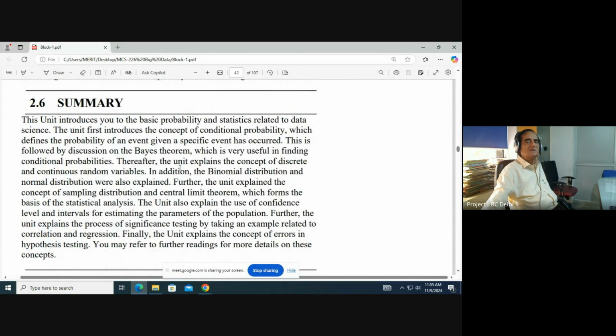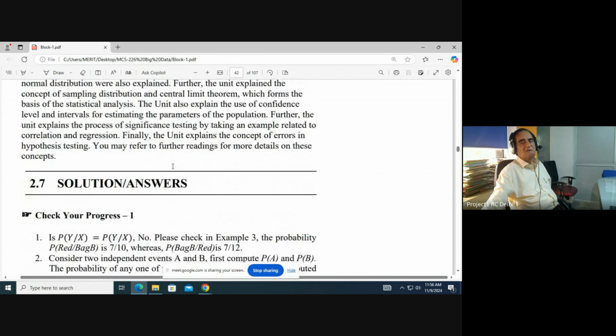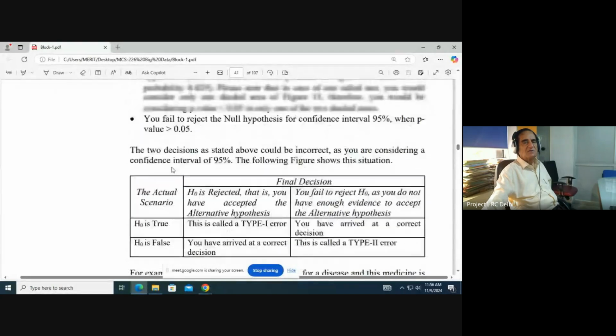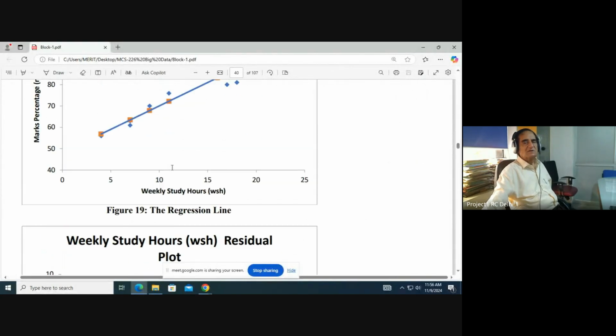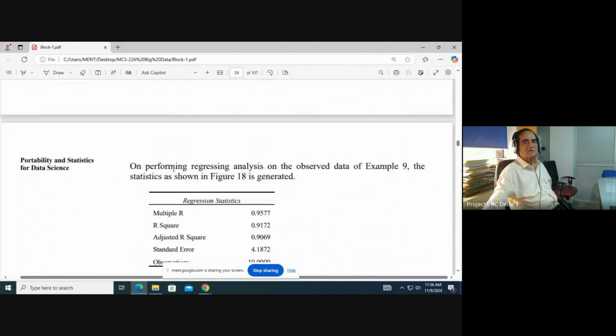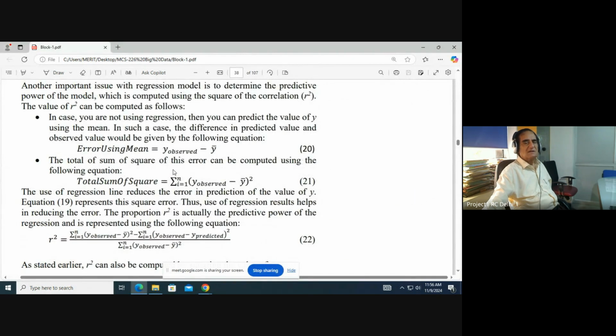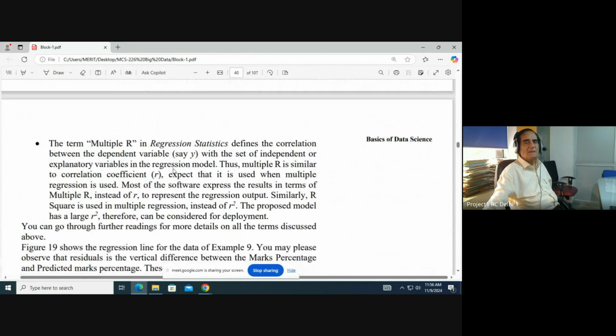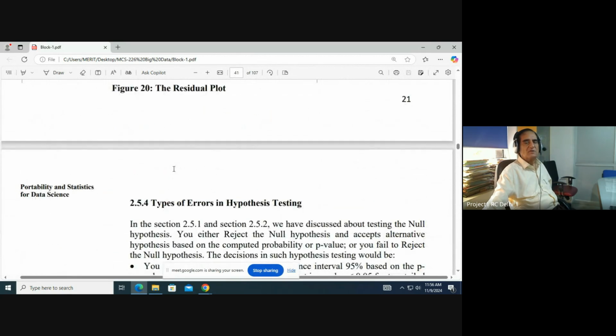So unit introduces you to basic probability and statistical analysis. So these are the type of things which are important. And this unit is a smaller unit, so which you could see the hypothesis testing, and then you can see the null hypothesis, and then you can see this. So that covers up unit 2. Now we have to go to unit 3.